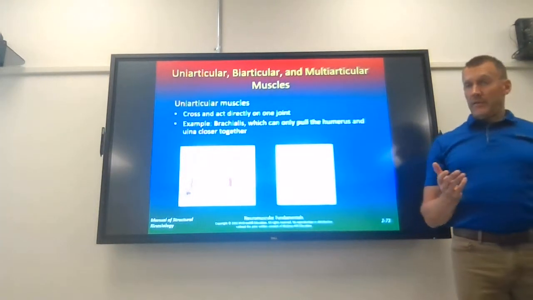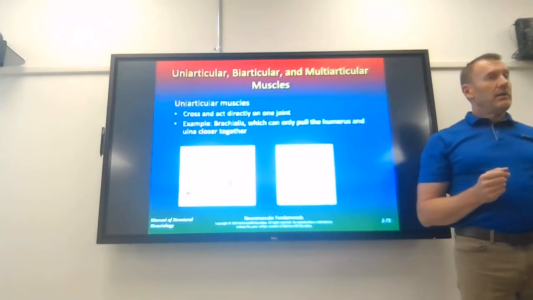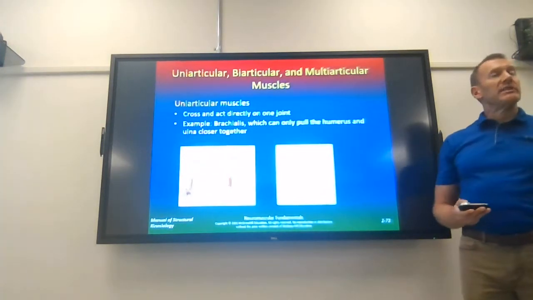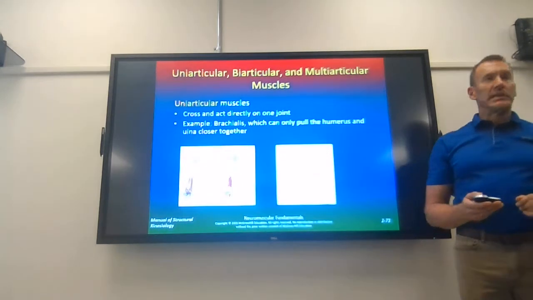Another example would be the soleus. The soleus only acts on the ankle joint, and its job is to plantar flex. So we have lots of examples of muscles like that that have just one action over a single joint.